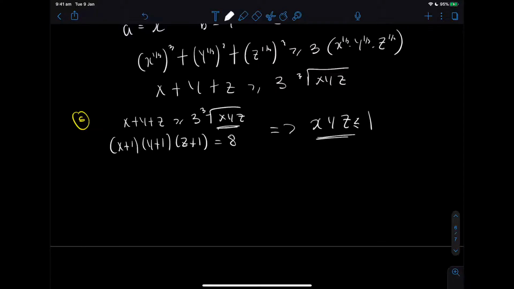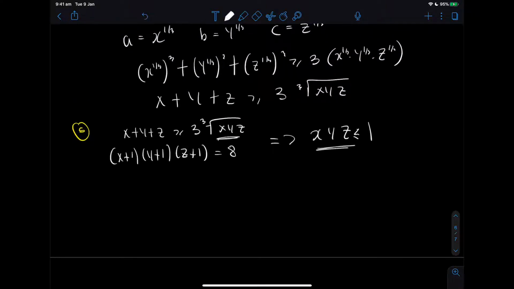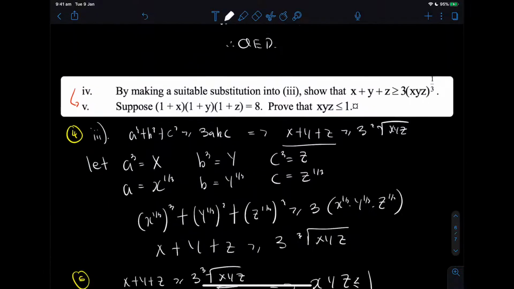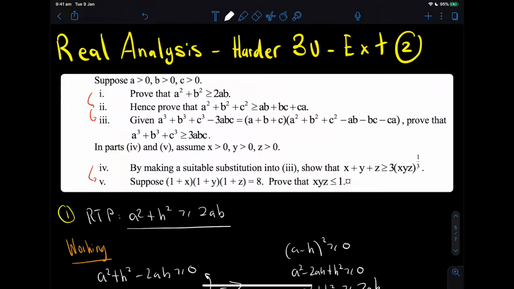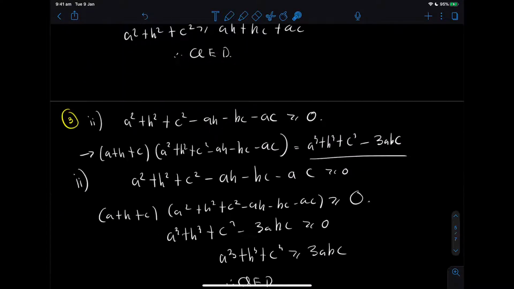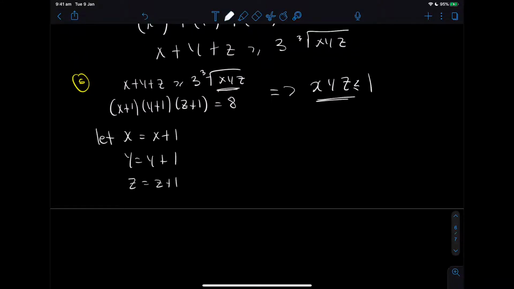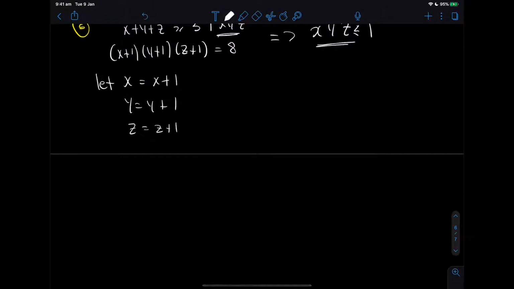Cool. So what I'm thinking, we could go about this many ways. So what I'm going to do is let x equal x plus 1, y equal y plus 1, and z equal z plus 1. I can do this because 1 is positive, and it's still holding true with the statements they've given us, that x greater than 0, y greater than 0, and z greater than 0.